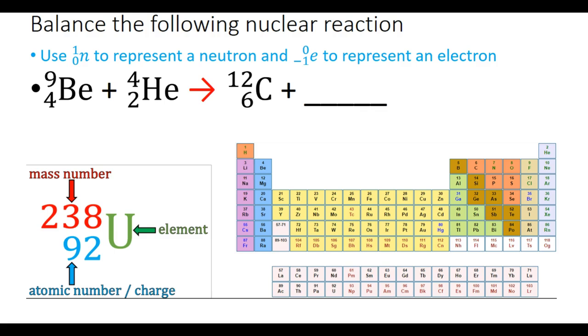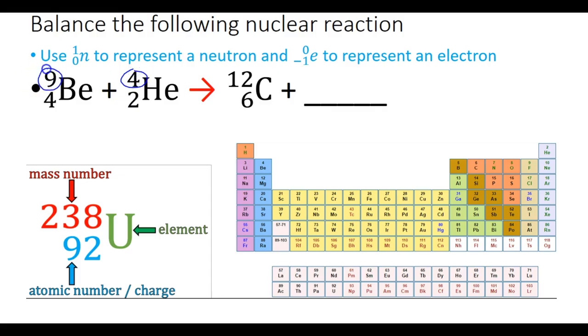Alright, in this video we're going to do some practice with balancing nuclear reactions. This first one I have beryllium-9 plus helium-4, but really this is an alpha particle, 2 protons and 2 neutrons, is going to make carbon-12 and something unknown. Well, it's important to note that whatever I have for mass here, I need to have at the end. Same thing for down here.